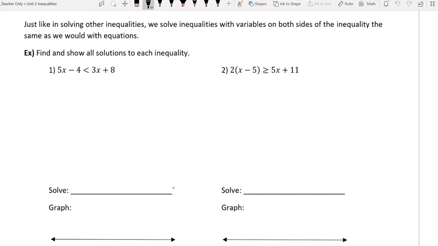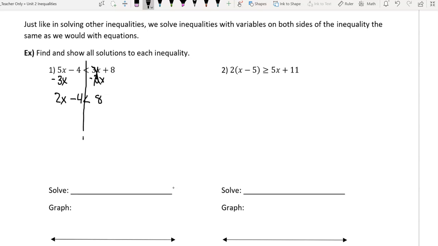What we do is just like what we would do with equations, except now we have an inequality to work with. I always typically put my variable on the left side. So I would subtract 3x on both sides, just so I don't have to rewrite it at the end, for those who need the variable on the left in order to graph. So I would have 2x minus 4, keeping my sign the same, is less than 8.